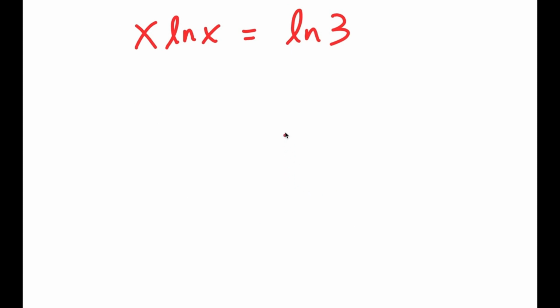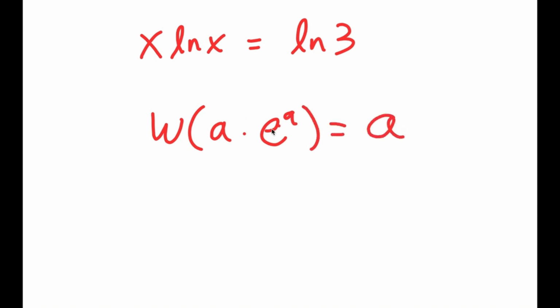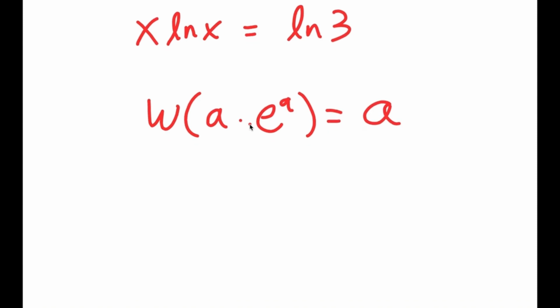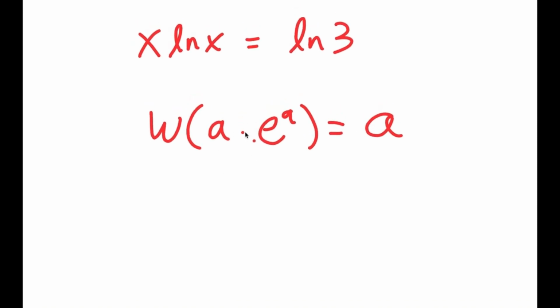Now, I'm going to use an important formula called the W-Lambert formula. And it states that if I take the W of something in the form a times e to the power of a, then this is equal to a. So this is the W-Lambert formula. So in this case, I'm going to rewrite this so that it suits the W-Lambert formula. So we need to change this to be in the form a times e to the power of a. Well, how am I going to do that?